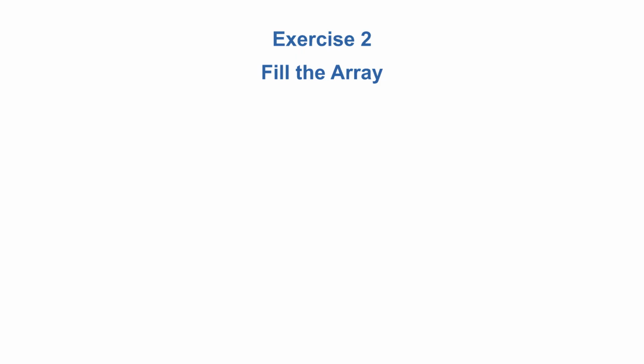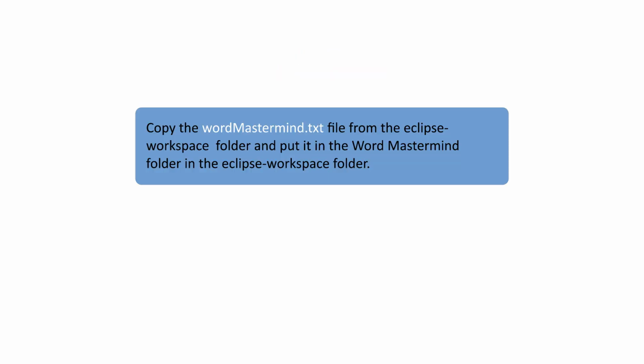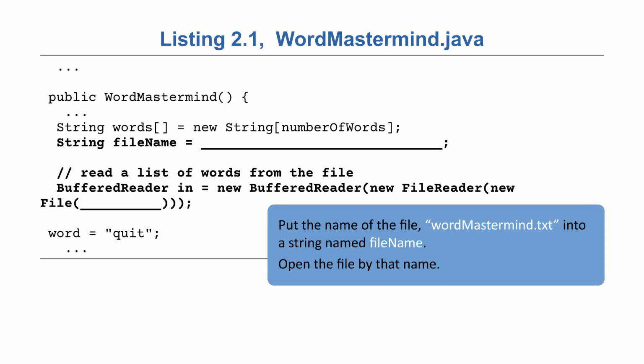One of the files you should have downloaded in an earlier lesson is a file named wordmastermind.txt. You'll use it for this program. Do you remember how to read from a file? Exercise 2. Fill the array. First, copy the wordmastermind.txt file from the Eclipse Workspace folder and put it in the Word Mastermind folder in the Eclipse Workspace folder. Then put the name of the file, wordmastermind.txt, into a string named file name. Then open the file by that name. Hint, use Quick Fix to import the required reader and file classes.